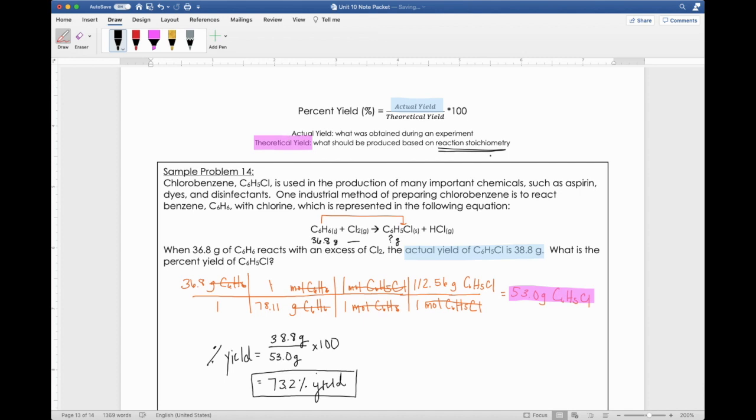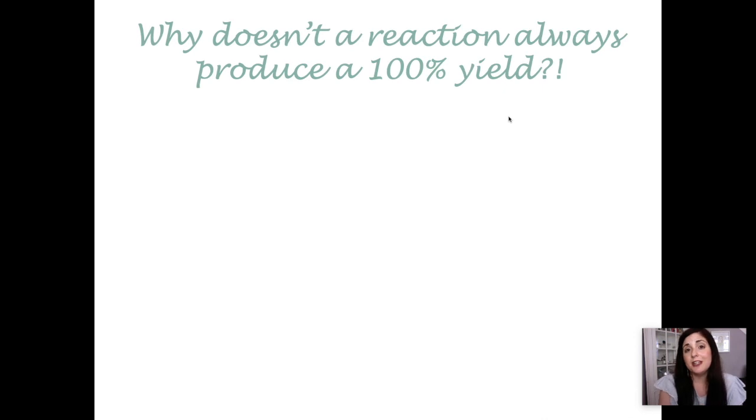Let's go to the last part in the notes where we talk about why you might not always get a 100% yield. So now that we've done an example calculation, why doesn't a reaction produce a 100% yield? If you could produce 100% yield, why doesn't that happen? There's actually a plethora of reasons as to why you wouldn't always produce a 100% yield. In fact, chemists might produce hardly any of that. Where does all of that product go?